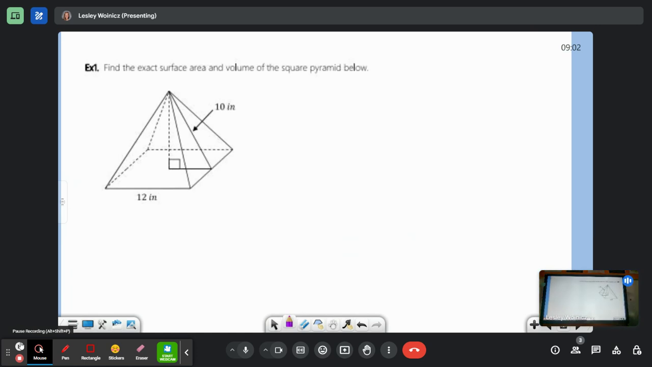Okay, we need to find the exact surface area and volume. That seems easy. Okay. Time for us to get it. So we know that it's square. That means it's regular.